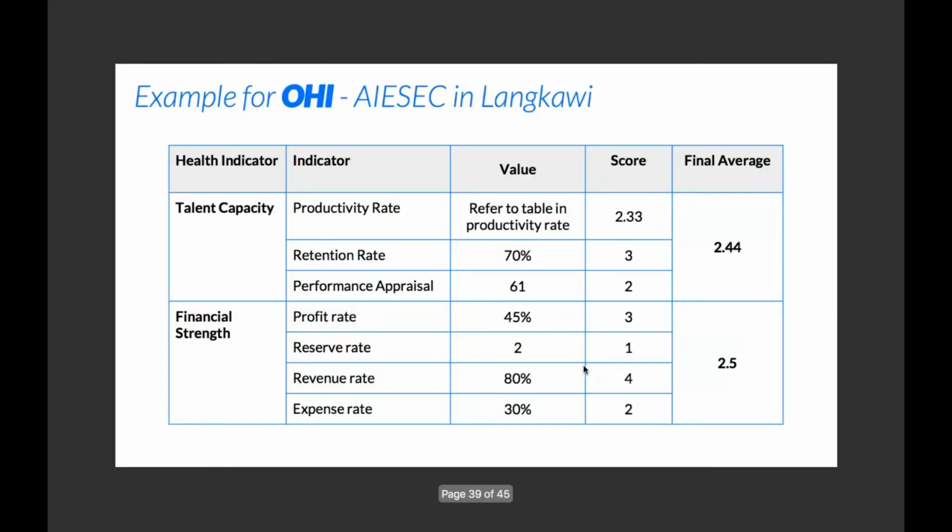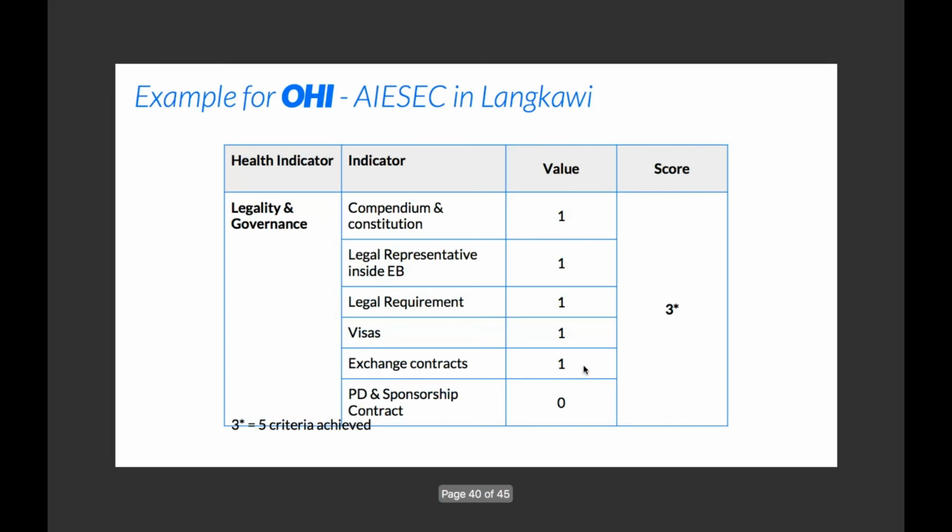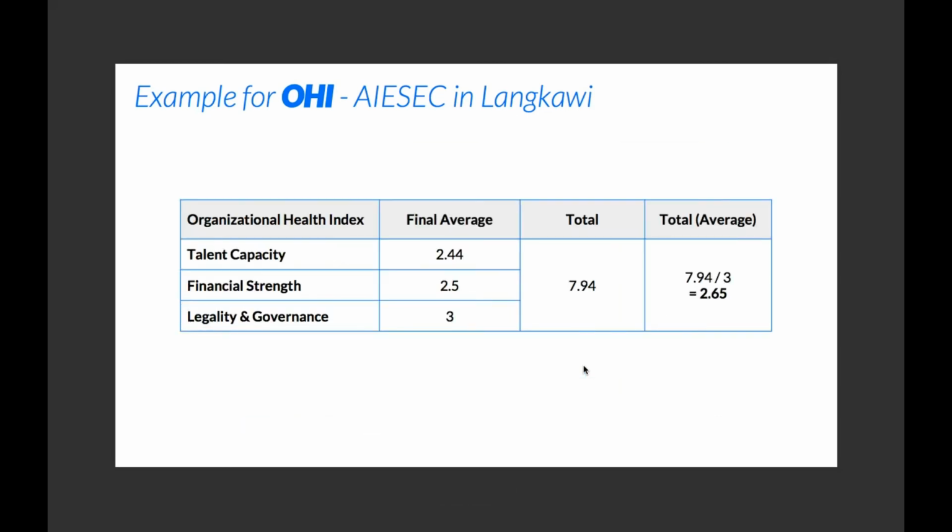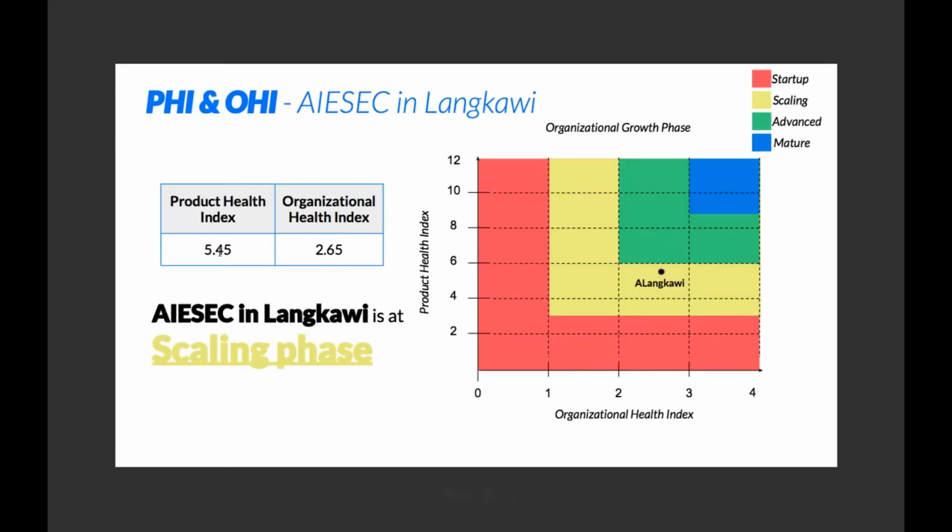So you can check the calculation here, which I will only briefly explain. After you get all the scores, you realize that your product health index is 5.45 and your organizational health index is 2.65. So you're actually in the scaling phase. How you can see this model is, if you want to go from scaling to advanced, you need to improve your product health index. And if you're at this stage, in the middle of the scaling, it means that you need to improve both your organizational health index and your product health index.